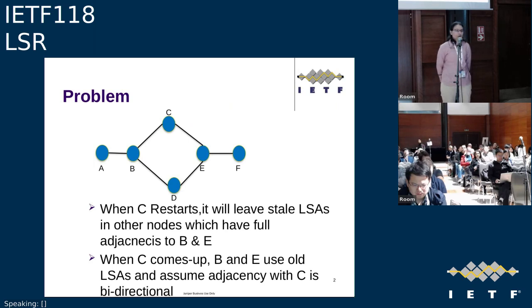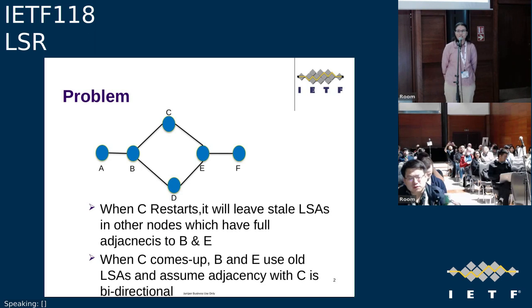Yeah, so just a recap of the problem. This was presented in last IETF. So when the router C restarts, it will leave the stale LSAs in other nodes, for example, B and E and other nodes, which have full adjacencies to B and E, because before C went down, it had full adjacencies with B and E. So when C comes up, B and E may end up using old LSAs from C, and they might assume that adjacency with C is bidirectional, and then use it for computation and install paths that go through C, wherein C is not yet ready and doesn't have full adjacencies with B and E, so hasn't installed the routes in C, which may lead to traffic drops. Next slide, please.